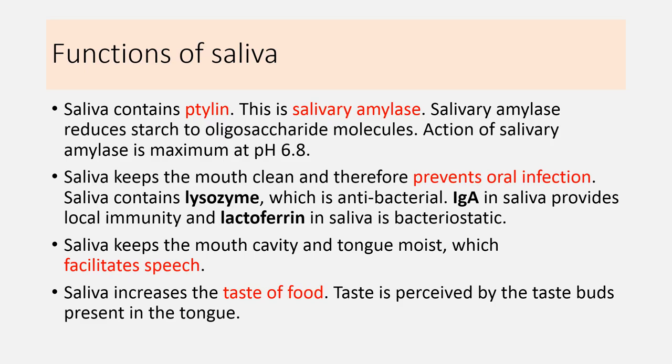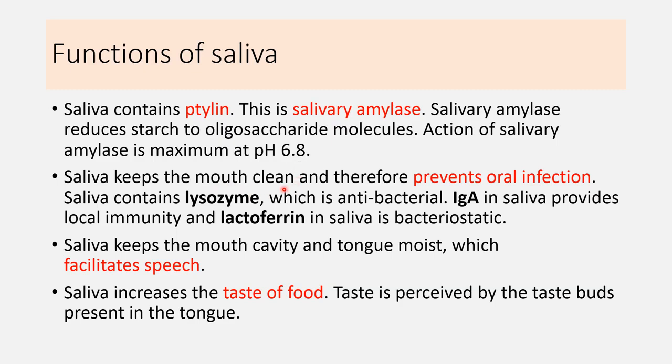Functions of saliva. Saliva contains various components, and depending on the components we can describe its functions. The digestive enzyme salivary amylase, which is also known as ptyalin, reduces starch to oligosaccharide molecules, and its action is maximum at a pH of 6.8. When the food bolus enters the stomach, the pH is always less than 4. At this pH, salivary amylase is inactivated and can no longer perform its function.